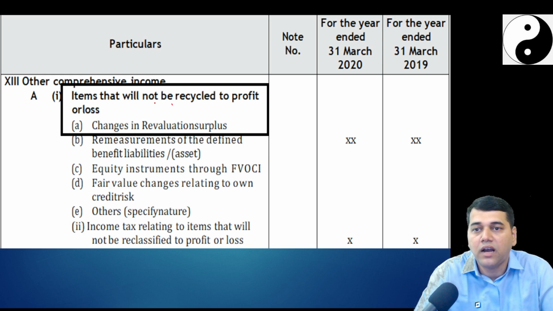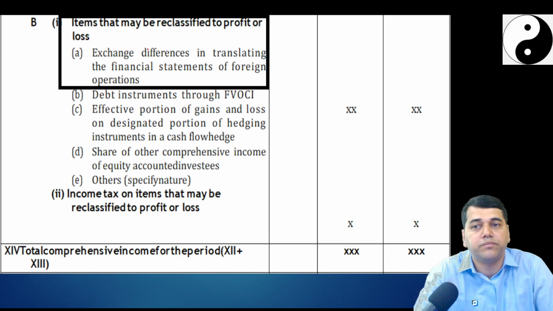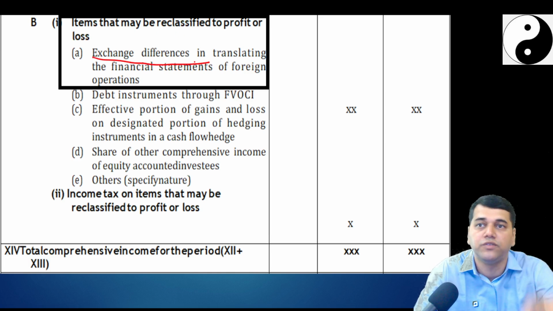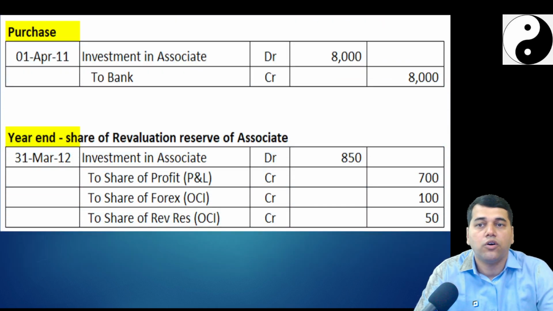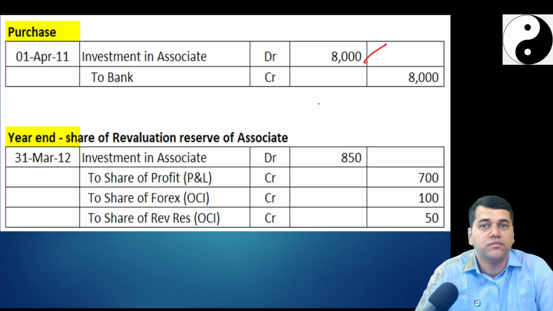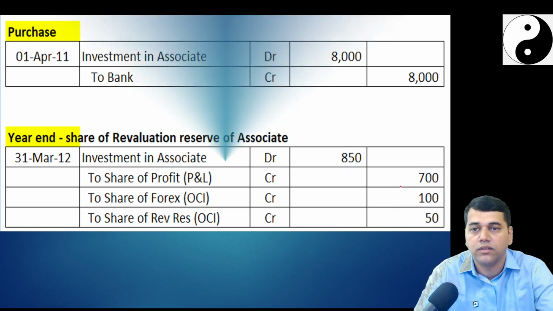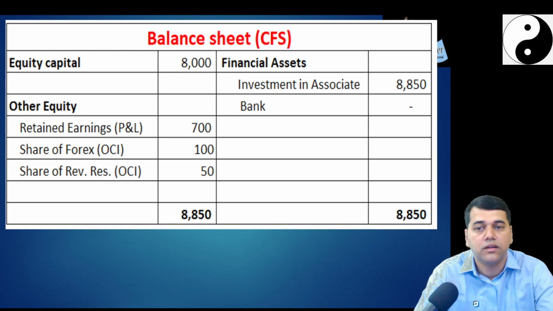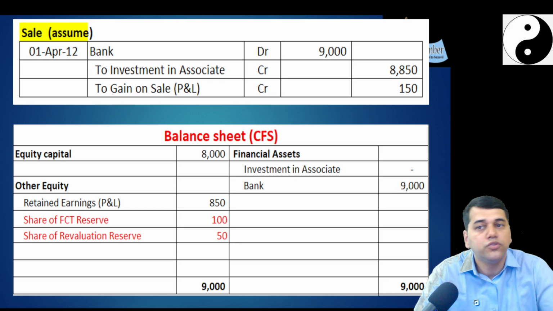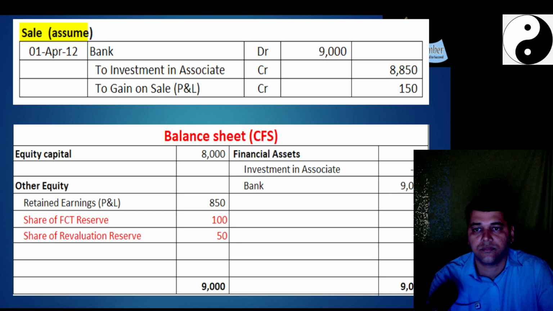The item not subject to recycling is revaluation surplus, and the item subject to recycling is the exchange difference, which we discussed on our day 1 Schedule 3 format. So on 1st April you acquired the investment, you took the investment and you took your share of profits. Now your balance sheet is looking like this, and you sell the investment. That means, okay, assume you sell the investment.